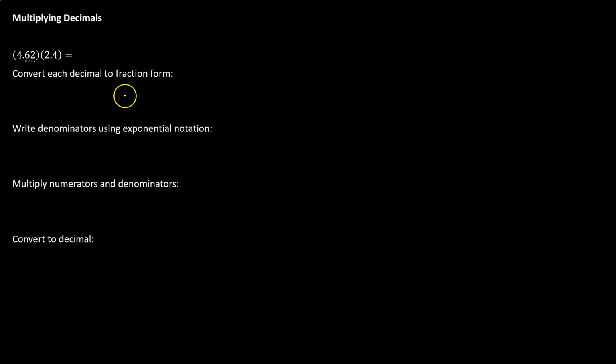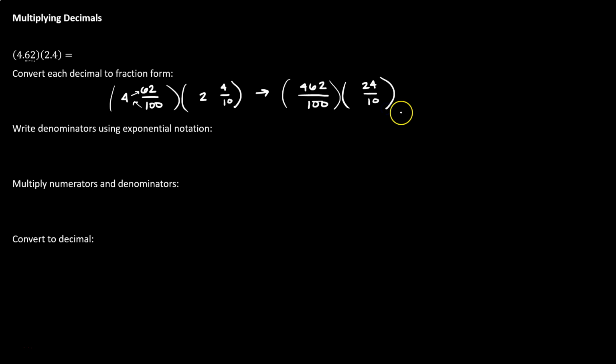So 4 and 62 hundredths turns into 4 and 62 hundredths, and we're multiplying that times 2 and 4 tenths. Now I'm going to turn these into improper fractions rather than mixed numbers. So I'll do 100 times 4 plus 62. That becomes 462 over 100. And I'm multiplying that fraction to 24 over 10. So I just converted both mixed numbers into improper fractions.